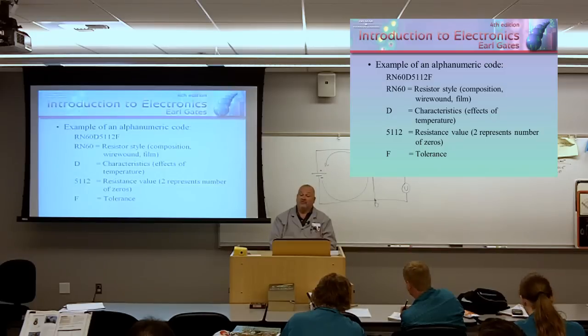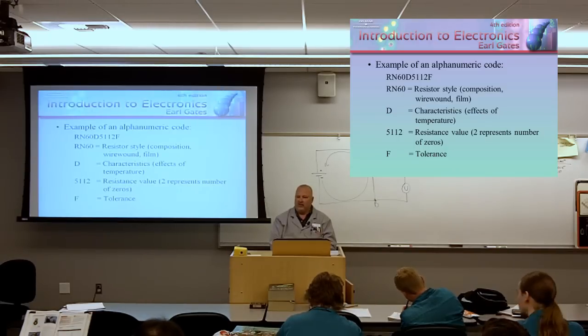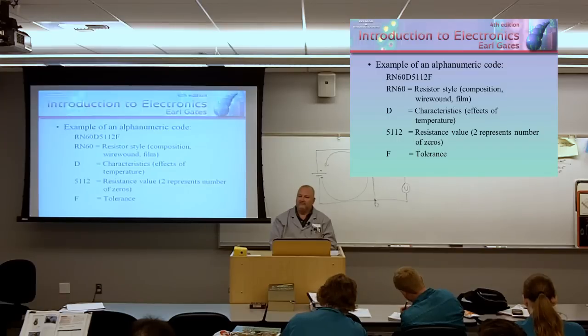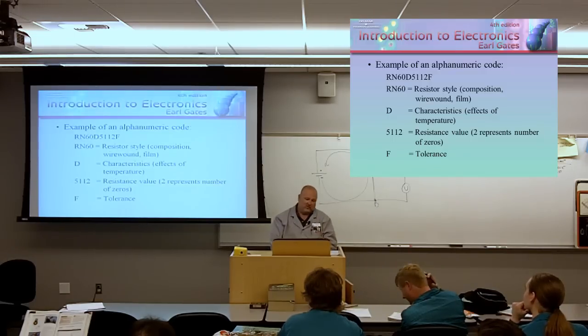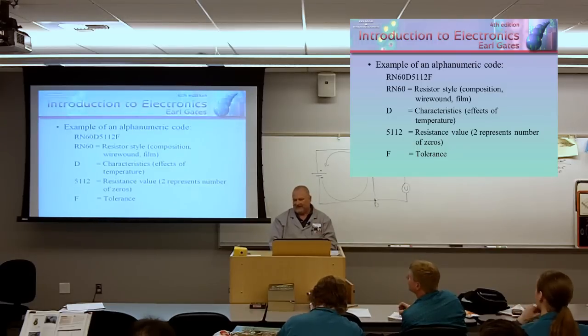The 5112, that shows the resistance value. The 511, the 2 represents the number of zeros at the end. So this would be 51100. Putting that in most common terms would be 51.1 K ohms, 51,100 ohms. And the tolerance would be F. I don't know if that's good, bad. You're going to have to look it up and see what it equates to. 5%, 2%, 10%, 20%. I don't know. But that's how you would decode that if you saw that on the side of the resistor.